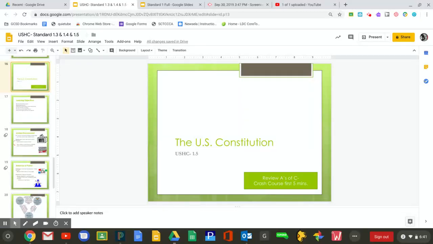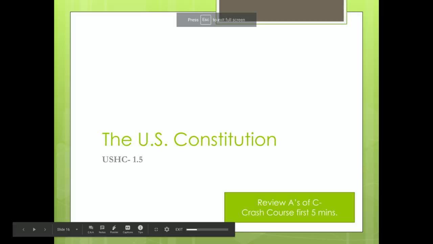Okay, guys, today we're going to be looking at Indicator 1.5, which involves the U.S. Constitution. We just finished going over the Articles of Confederation, which was the United States' first Constitution. But this is going to be the document that replaces the Articles of Confederation, and this is the document that we still have in place today. So with that being said, let's get into Indicator 1.5, dealing with the U.S. Constitution.